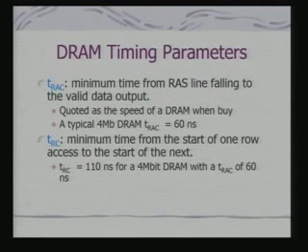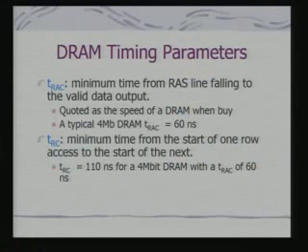Now let us look at DRAM timing parameters. Obviously these timing parameters would be related to the RAS and CAS signals. TRAC is the minimum time from the RAS line falling to the valid data output. If it is quoted as the speed of a DRAM when you buy, this is it: the minimum time from the RAS line falling to get the valid data output. For a typical 4 Mbit DRAM, TRAC could be 60 nanoseconds.